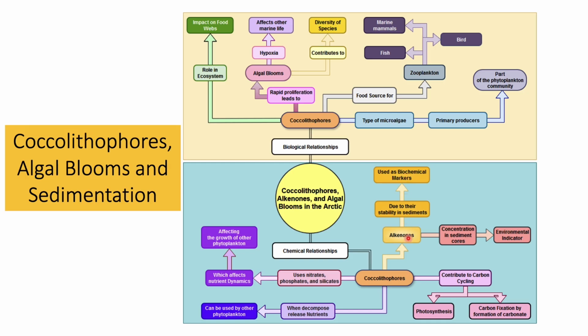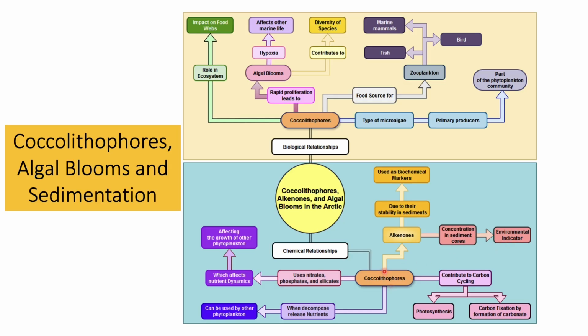The alkenone concentration in the sediment cores talks about the environmental factor indicators, what existed in the past, that we can actually do a back calculation to find out. We could predict what could have happened during that time.